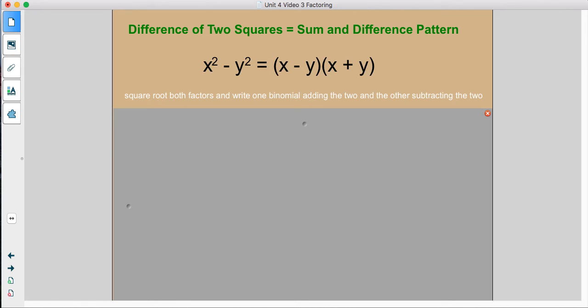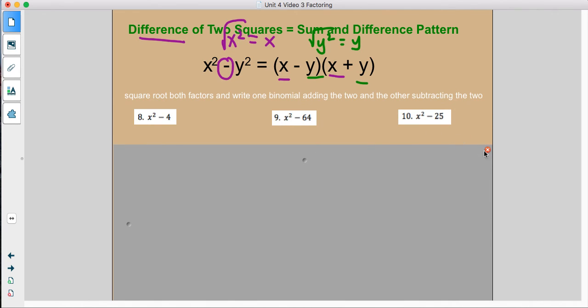If I have some number squared minus, because it is a difference, another number squared, I can write it as: I have x squared, take the square root of x squared, which gives us x, you put that in the front, and then you take the square root of whatever y squared is, and that's y, put that in the back, and then you always have a negative and you always have a plus. Okay, so let's look at some examples that have that.